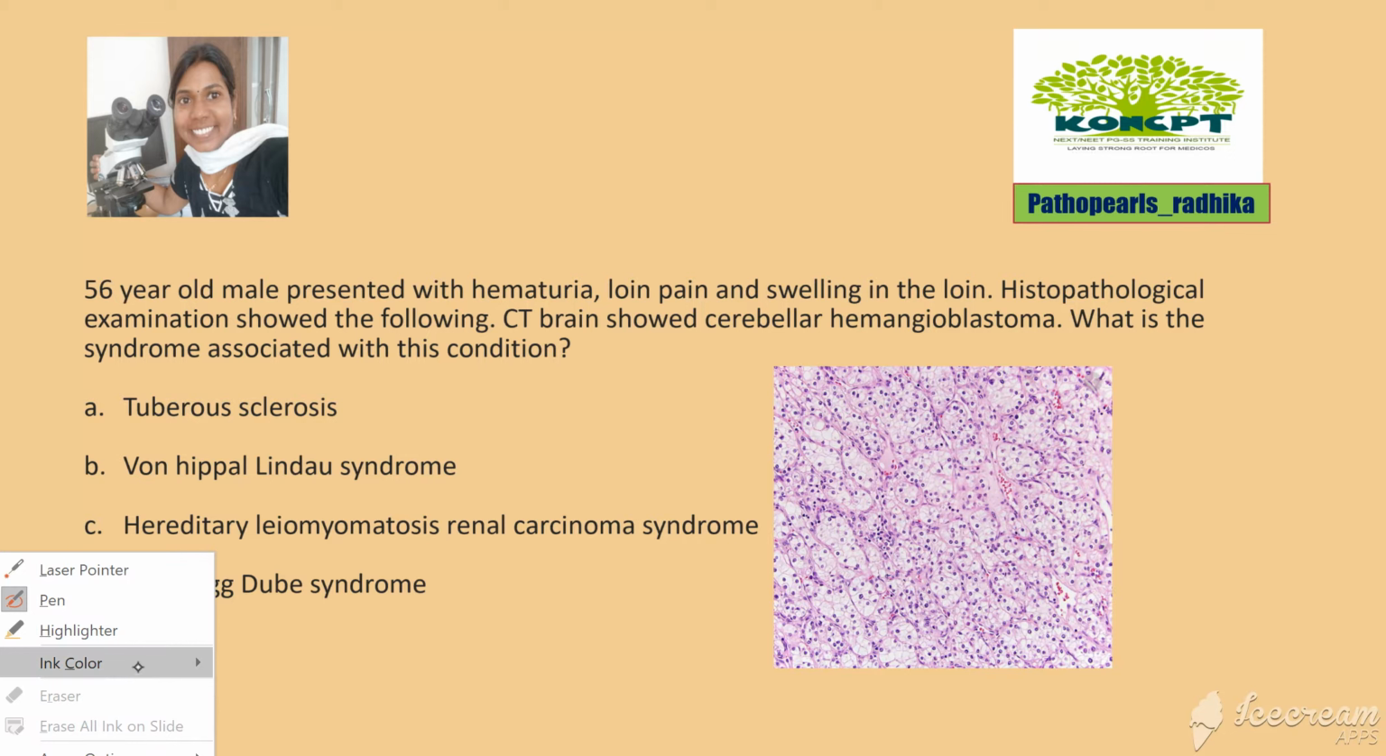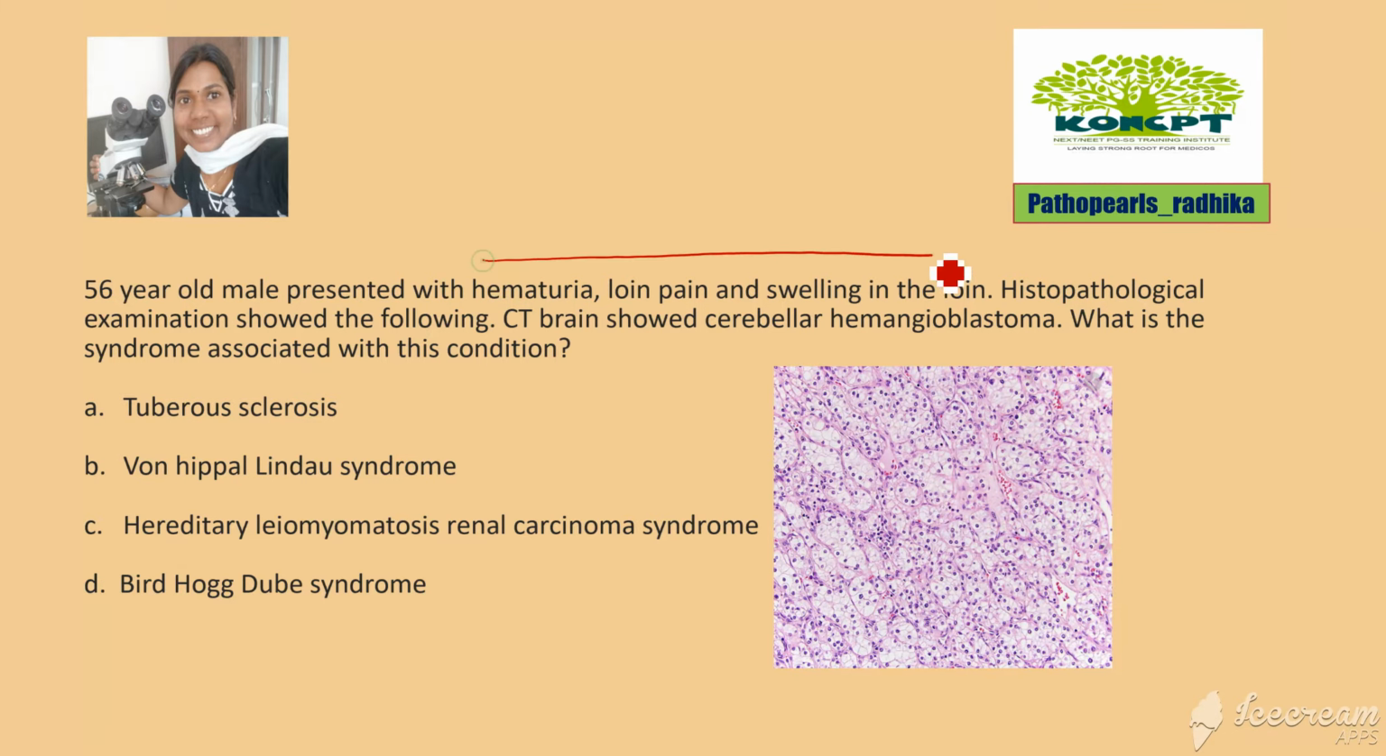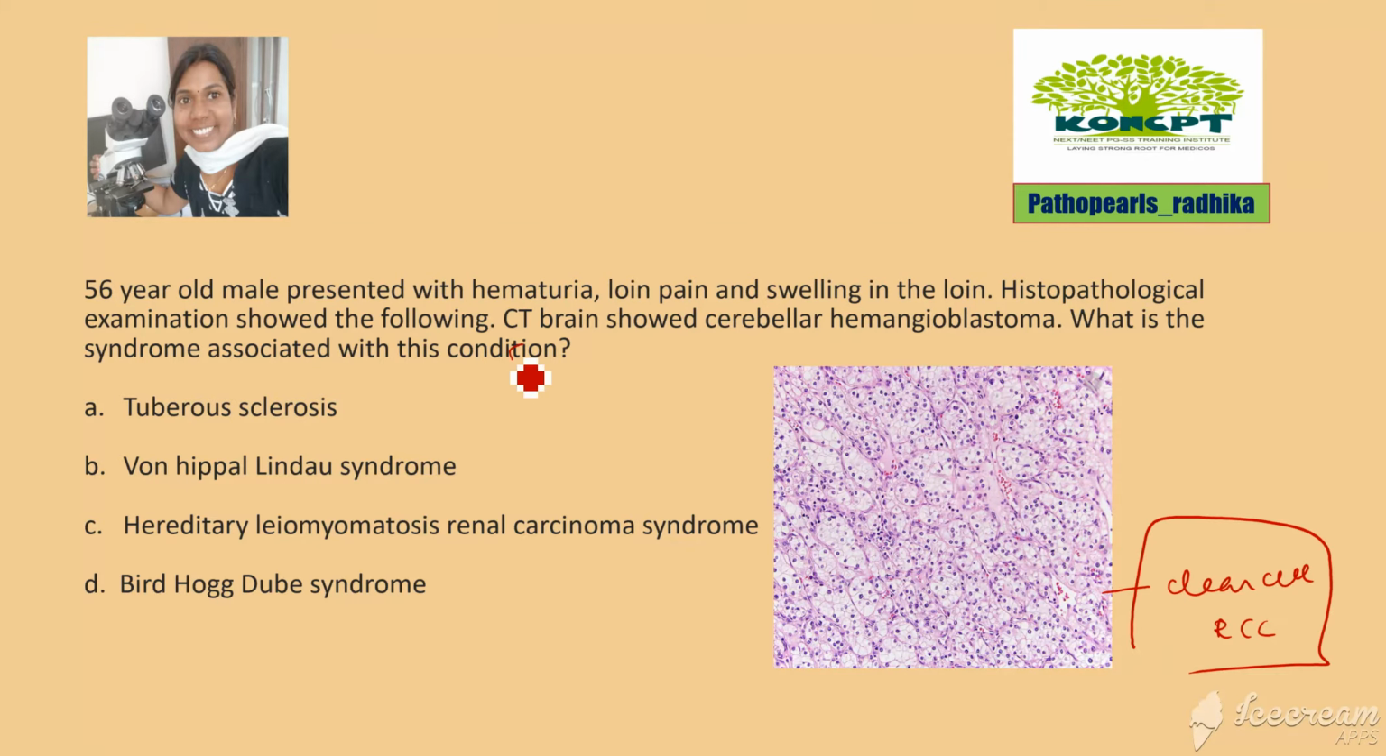So here there is a clear-cut history showing a triad of hematuria, flank pain and flank mass. So this is a typical history of renal cell carcinoma. Now look at the histology. You have nests of cells with a clear cytoplasm. So this is a clear cell RCC. Among the given 4 options, which of the following is associated with clear cell RCC and cerebellar hemangioblastoma?